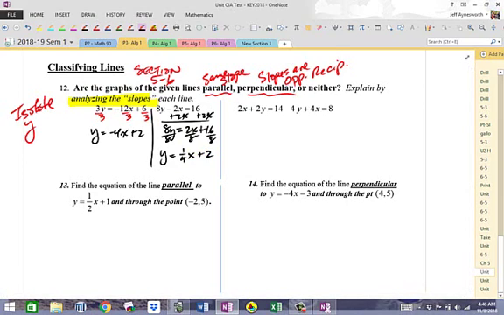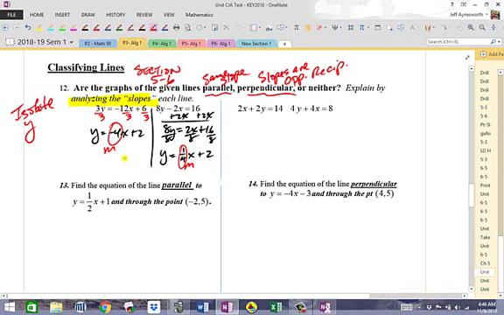Now if you compare, there's your slope, and there's your slope. And guess what? These are opposite reciprocals. Since they're opposite reciprocals, that tells me we have perpendicular lines here. You have to justify it. If you don't tell me that, then you're not explaining well. You have to explain by analyzing the slopes. Compare and tell me what it means.